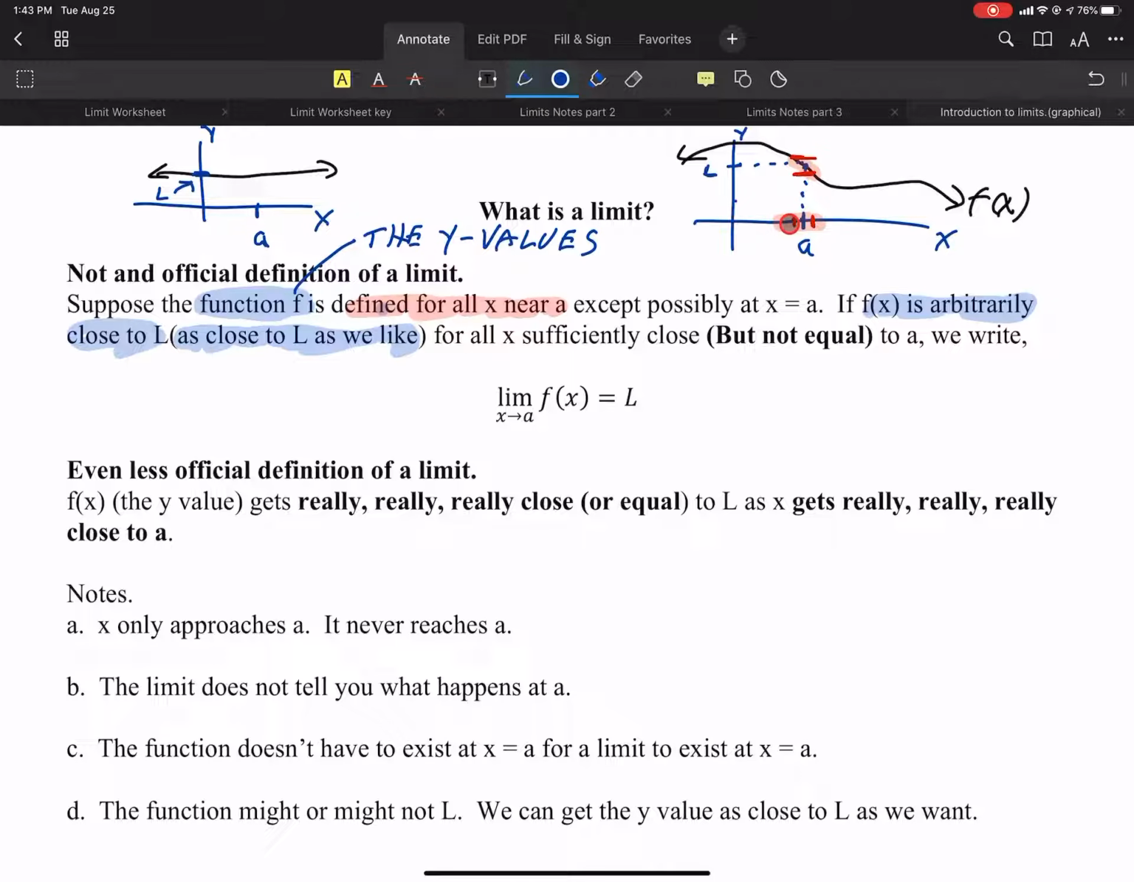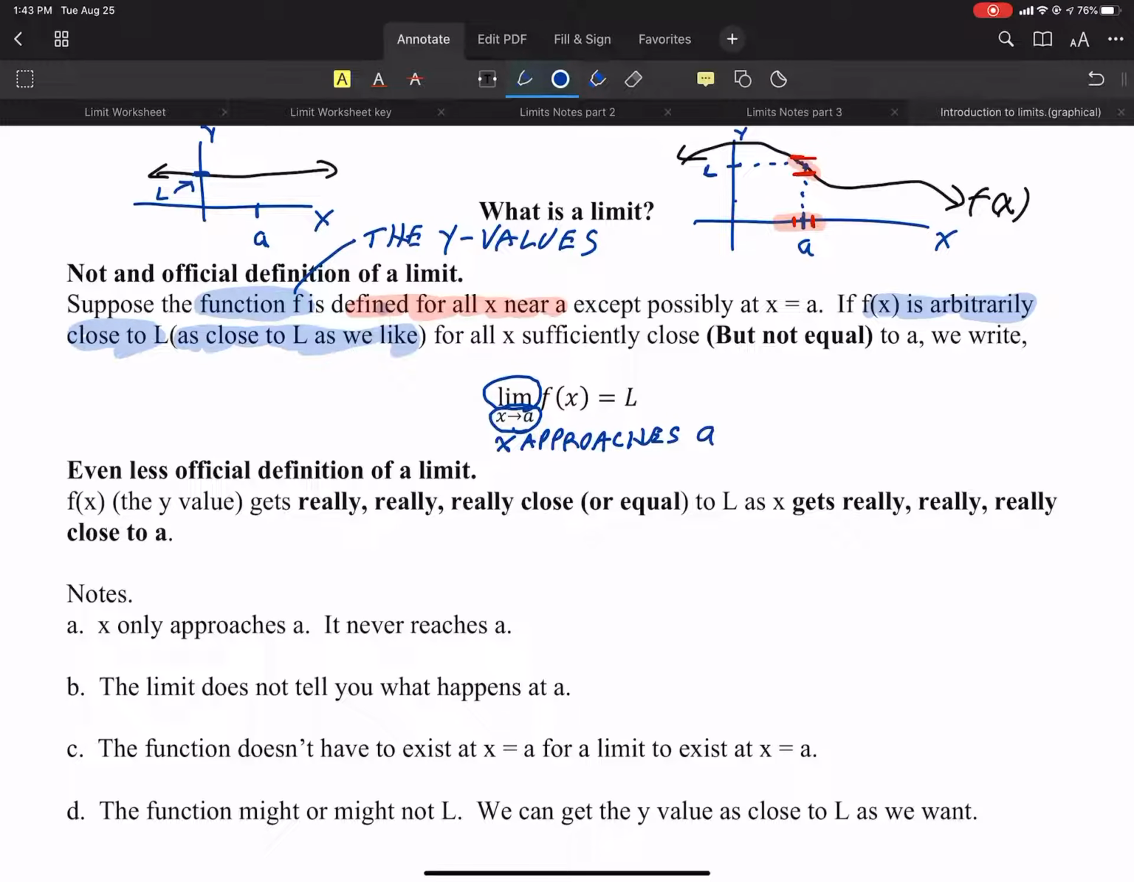So what does this problem say? Limit. That means as I approach a from both sides, and this is saying x approaches a. Keyword approaches, it never reaches a. Let that stick in your brain.